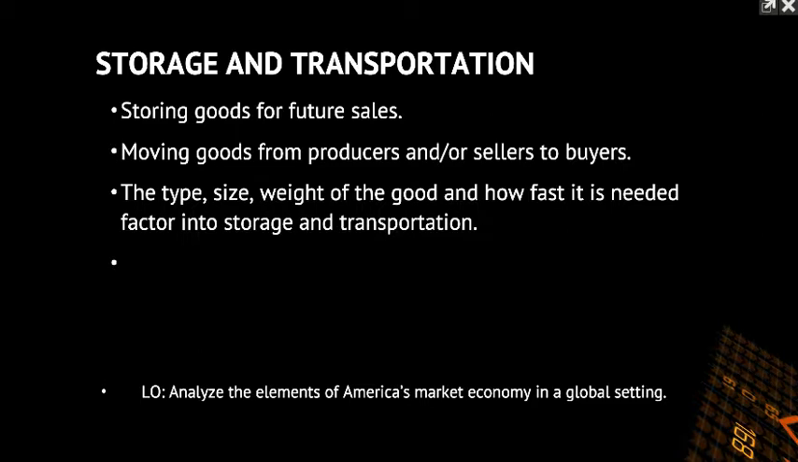How are you going to get your products from the producers and or the sellers to the buyers? You have to consider the type. In other words, what type of product are you talking about? If you're talking about a food product, for example, you have to be concerned about spoilage. And does it require refrigeration? You have to consider the size, the weight of the good, and once again, how fast it is needed. All of those factor into the storage and transportation decisions.